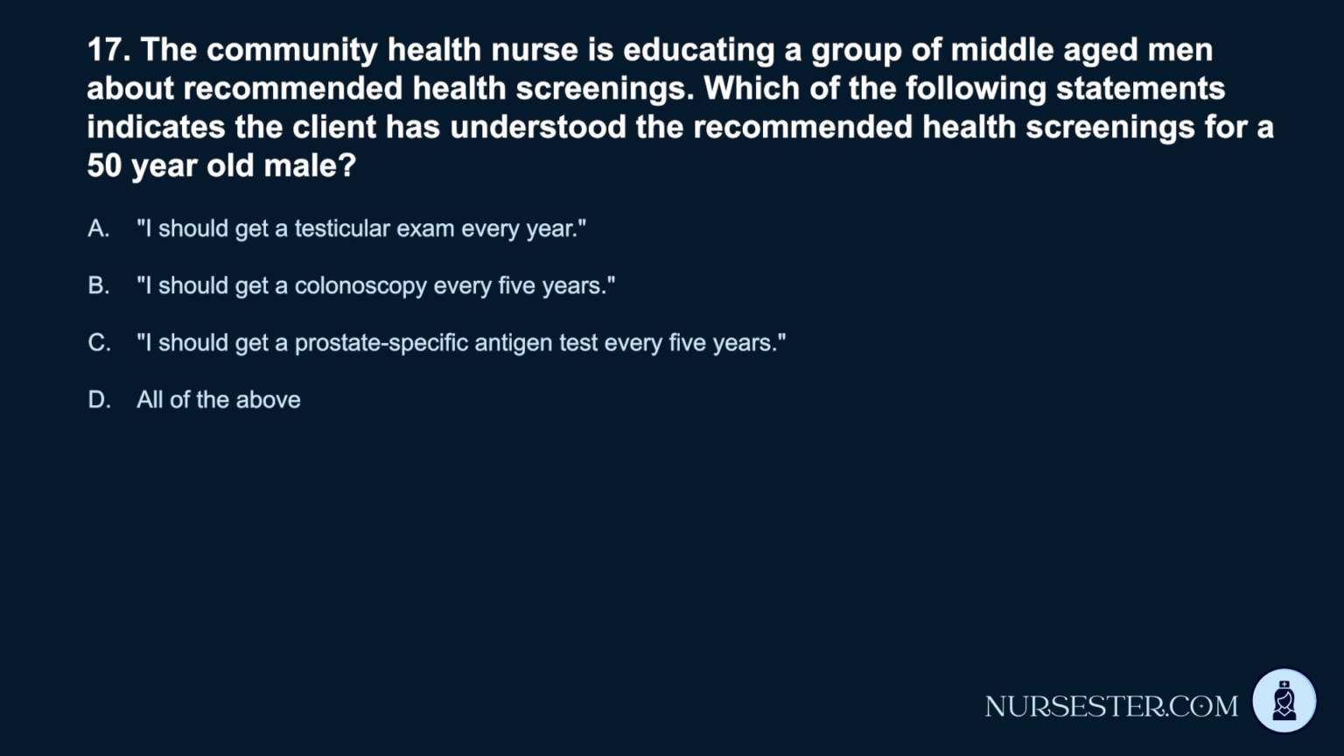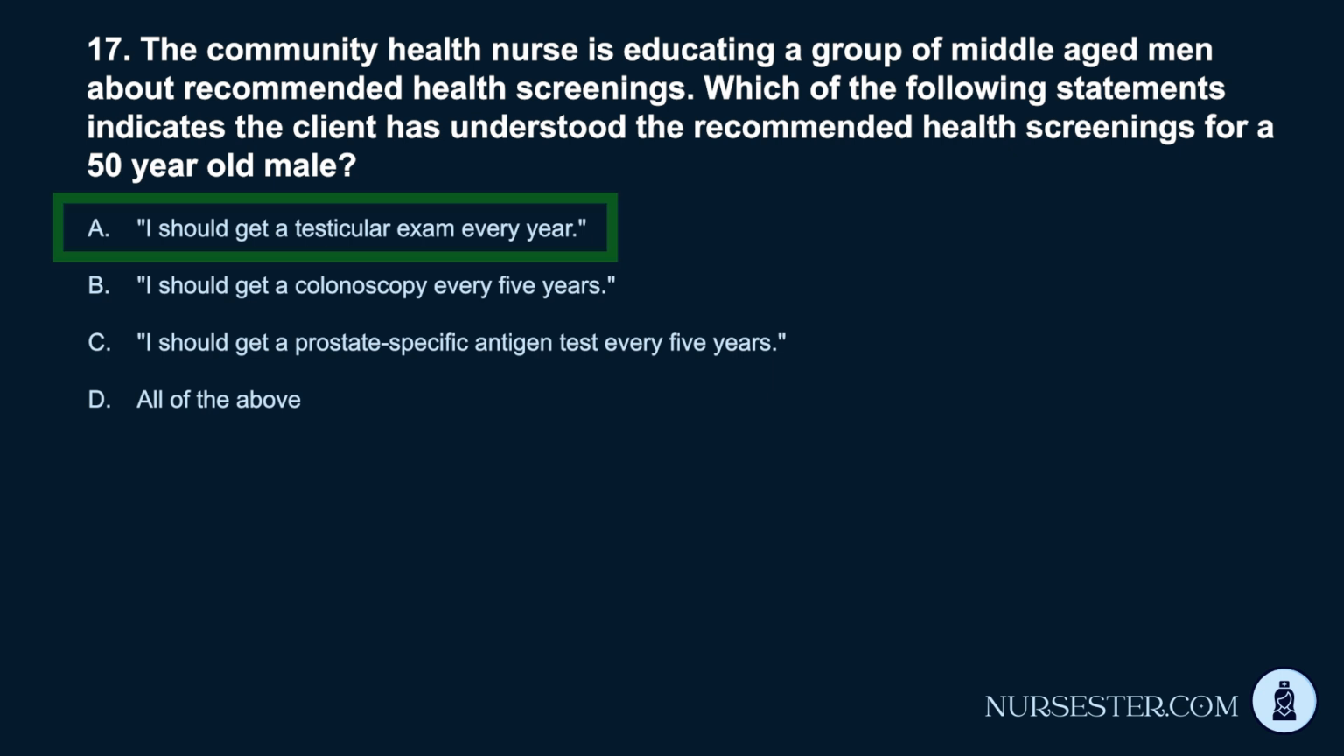Which of the following statements indicates the client has understood the recommended health screenings for a 50-year-old male? A. I should get a testicular exam every year. B. I should get a colonoscopy every 5 years. C. I should get a prostate-specific antigen test every 5 years. D. All of the above.